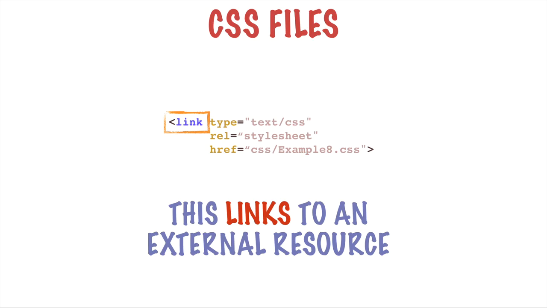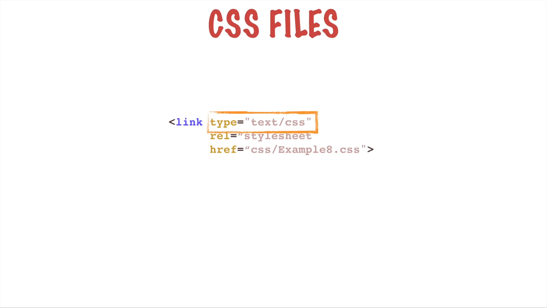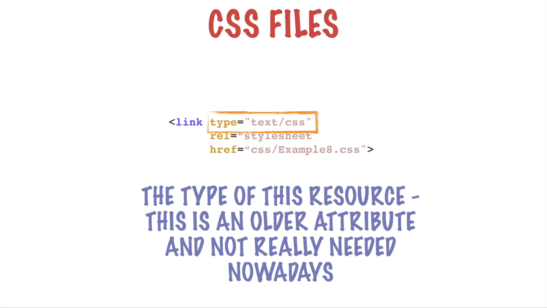The tag is called link. It has a bunch of attributes. The first of these attributes is the type. Here, we specify the type to be of text CSS. Don't really bother too much about this attribute. This is a throwback to the old days of HTML. Just set the value to text CSS.